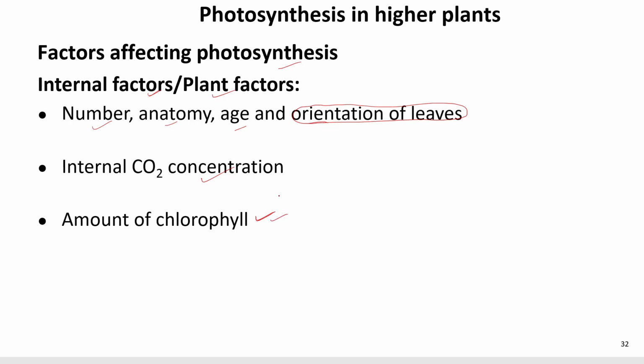More the chlorophyll, more will be the photosynthesis. The more the internal carbon dioxide concentration, Rubisco can easily bind to the carbon dioxide and follow the C3 cycle, instead of the photorespiratory pathway. And the number, anatomy, age, as well as the orientation of the leaves also determine the rate of photosynthesis. We have already discussed these factors in the previous lecture in detail.